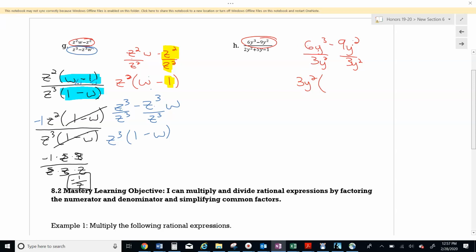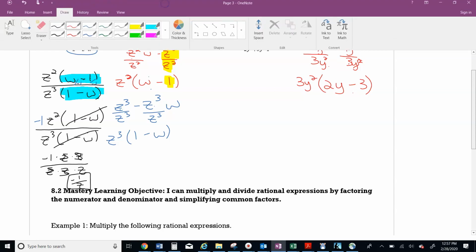6 divided by 3 is 2. Y cubed divided by y squared. I have 3 y's. I take away 2 y's. I'm left with just 1 y. Minus 9 divided by 3 is 3. And my y's are canceled. This is not a quadratic. I do not have to worry about it.